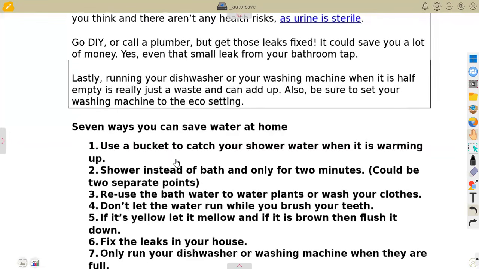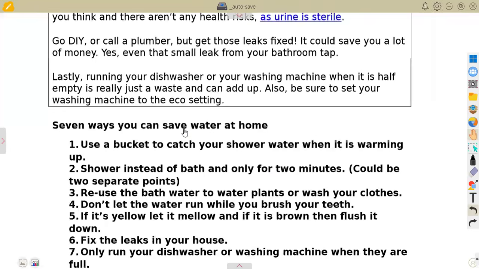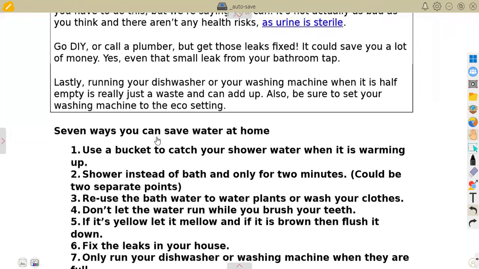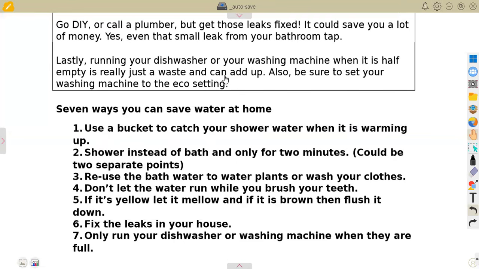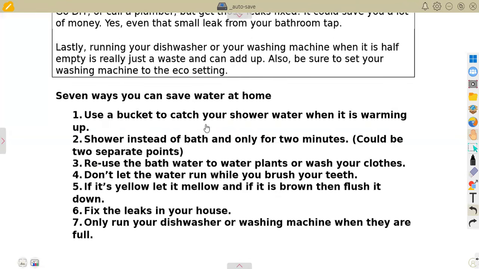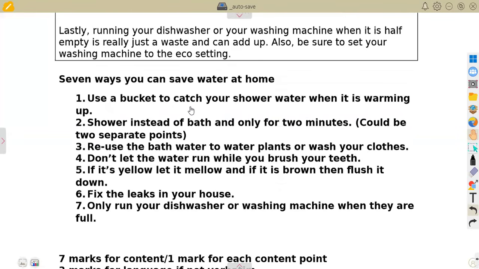And then the last stanza now, before we can answer these questions: lastly, running your dishwasher or washing machine when it's half empty is really just a waste and can add up. Also, be sure to set your washing machine to the eco settings. So those that are living an aristocratic life, they have these washing machines. So they are also advised to ensure that they save water.